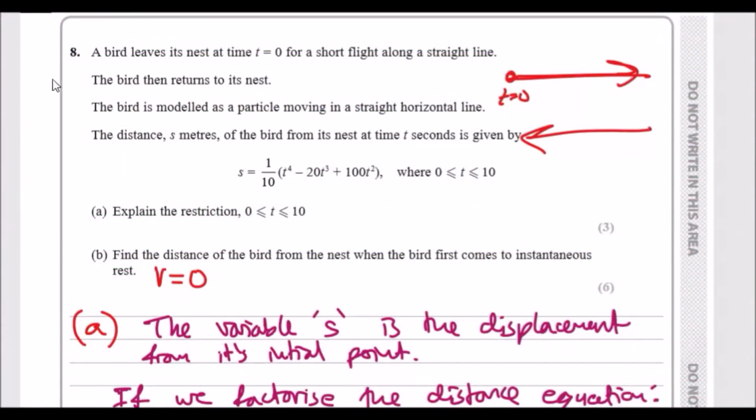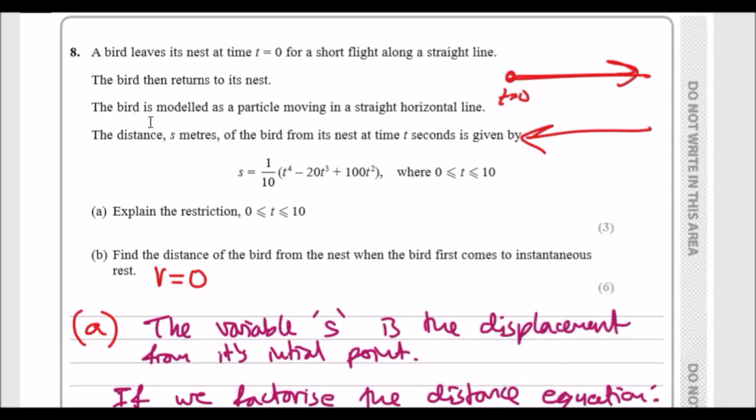Alright, let's go. So a bird leaves its nest at time t equals 0 for a short flight along a straight line. The bird then returns to its nest. So definitely pay attention to what's happening. It's a straight line. The bird goes from here, so at time 0, goes somewhere here, and eventually it comes back to its nest. So this is a straight line, something easy, yeah?